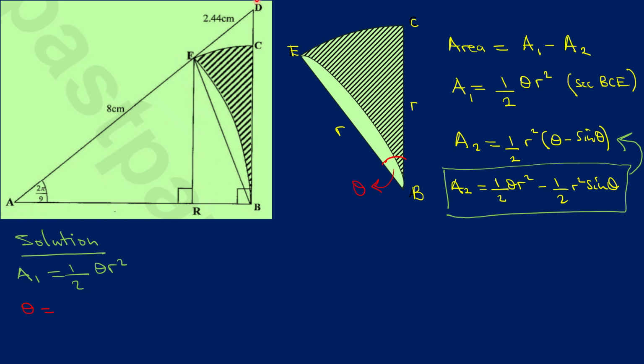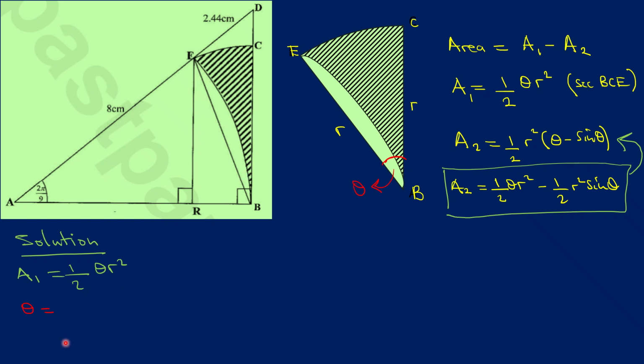So sorry, ABD is 90 degrees. So we need to know the angle ABE. 90 minus this angle will give us this angle, because this is 90 degrees. So when we subtract this angle here, we are going to remain with this angle at this point, the angle we are looking for, or the theta we are looking for.